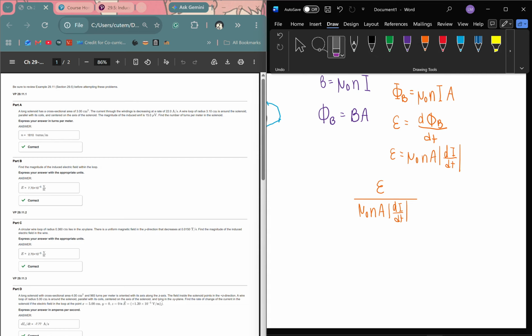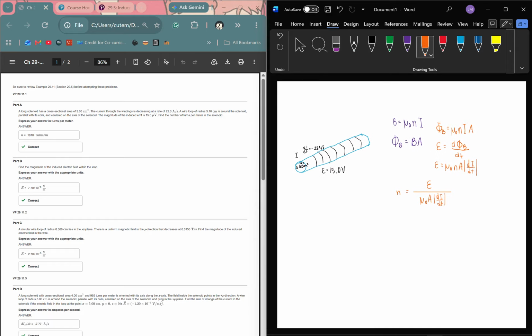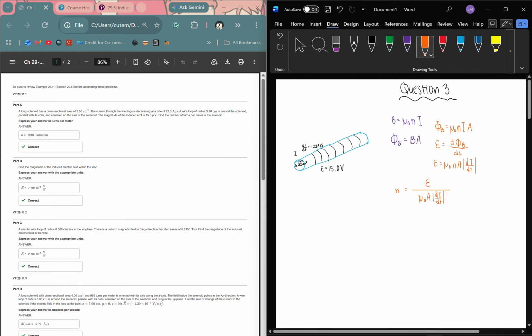Oops, I made a mistake. Okay, this is equal to the number of turns. Now we have to convert the units, so now we can start putting everything into it.